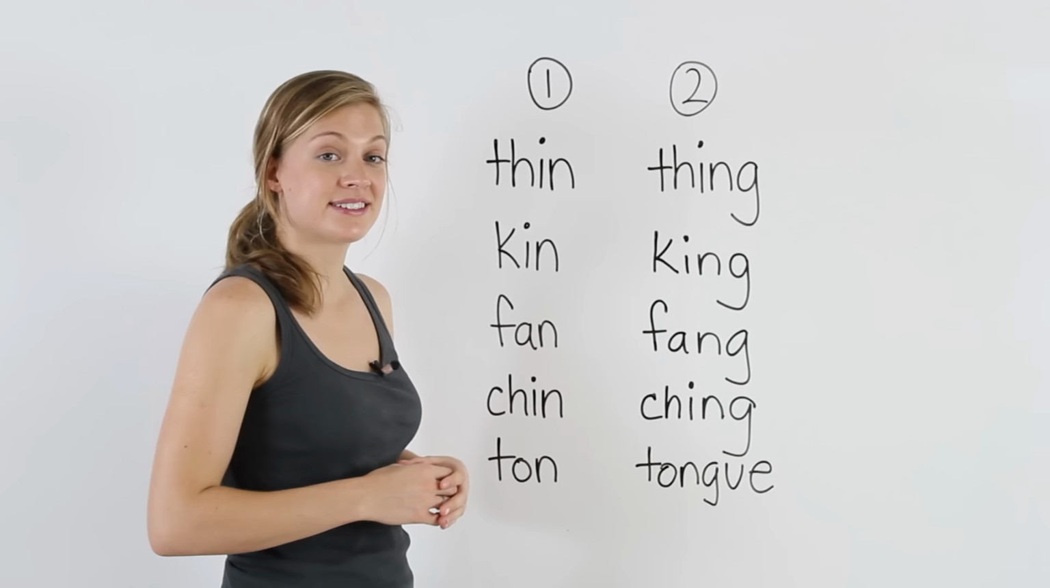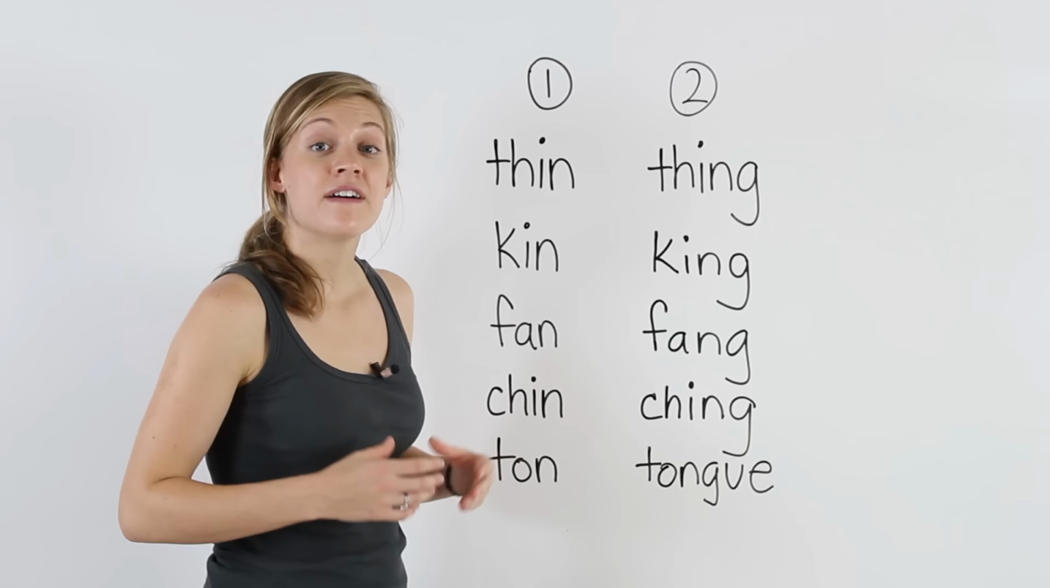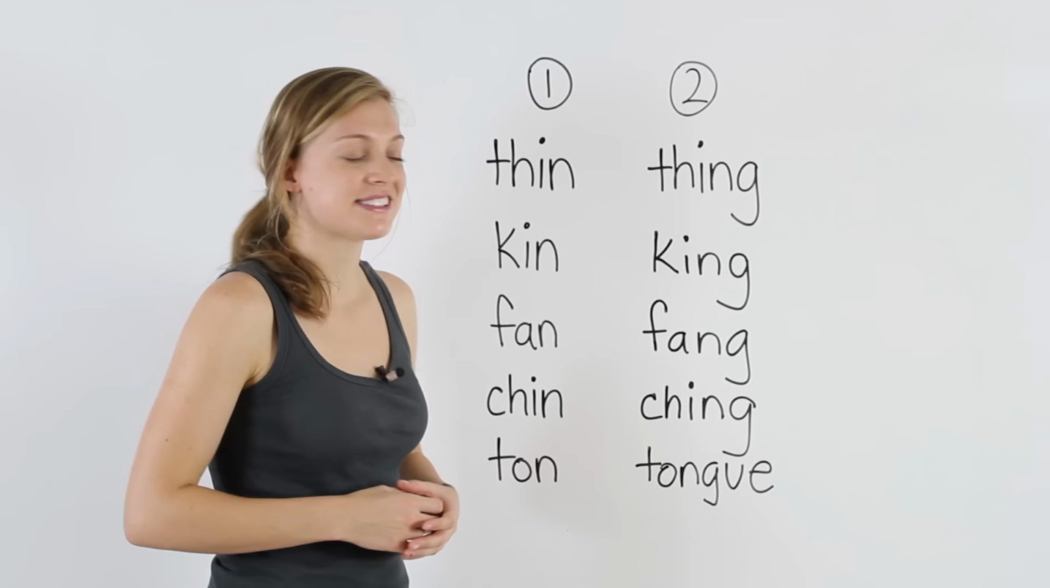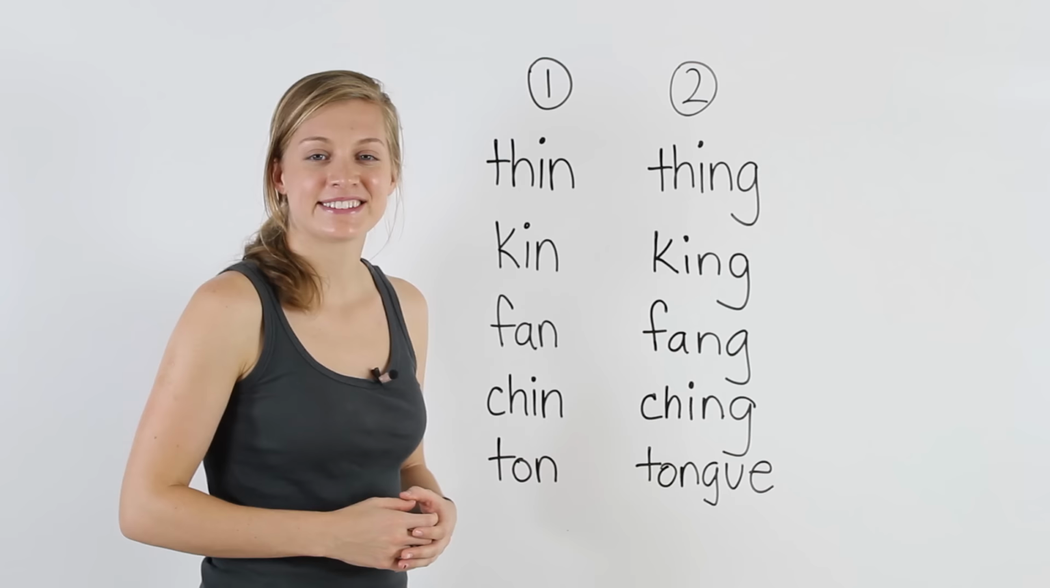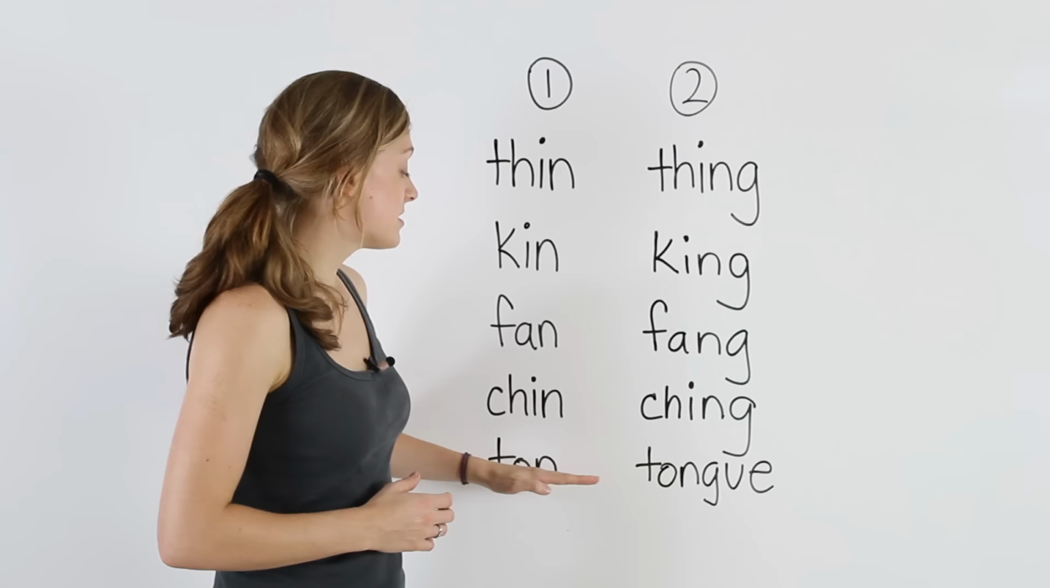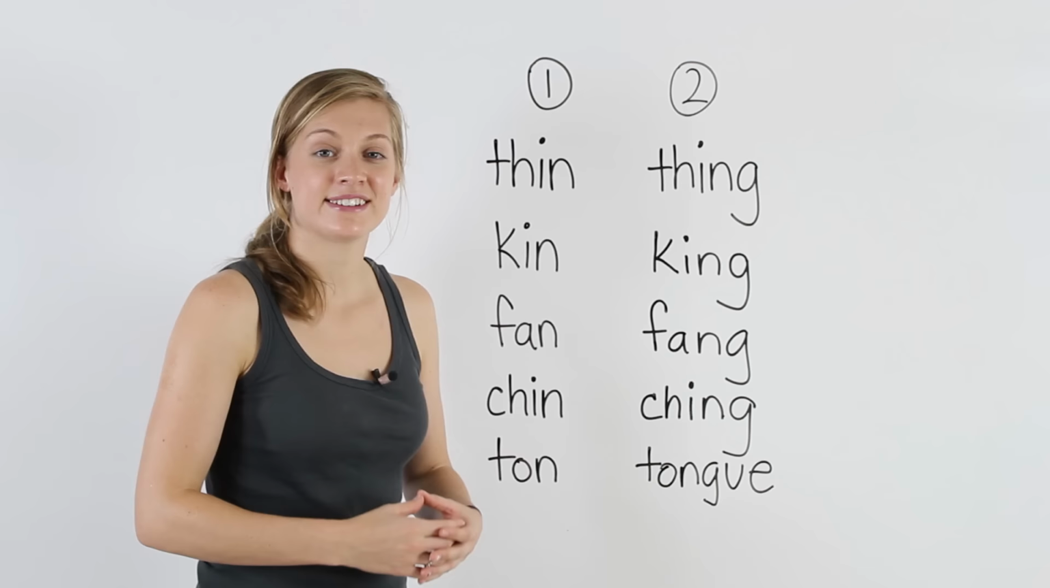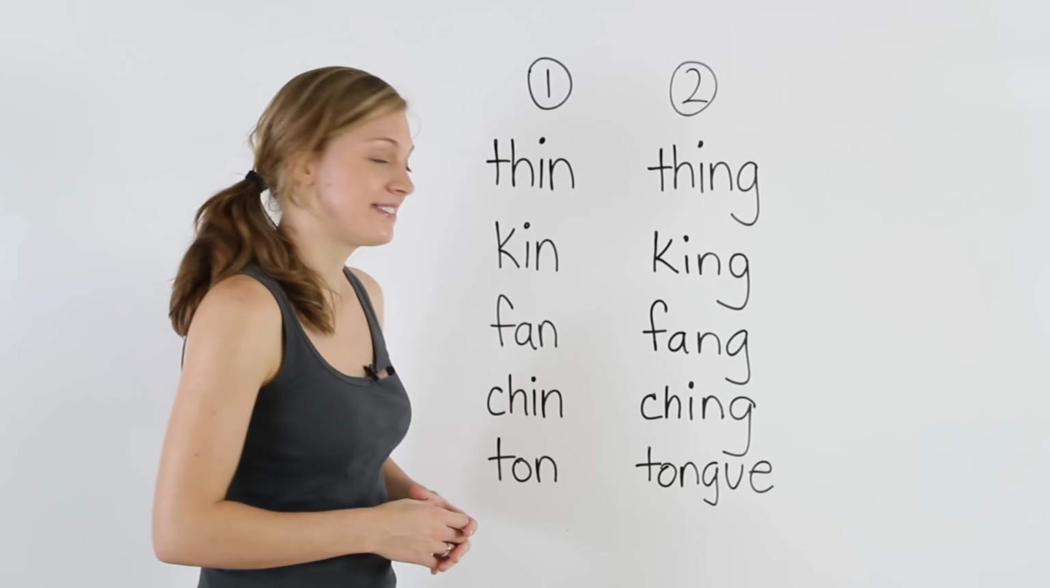Next, fan, fang. Fan, fan. I bet you chose fan. Then we have chin, ching. Listen carefully. Ching, ching. The correct answer was ching. Ton, tongue. Listen carefully. Ton, ton. I bet you chose ton. I hope you did well. Now let's move on. Now let's look at some example sentences.